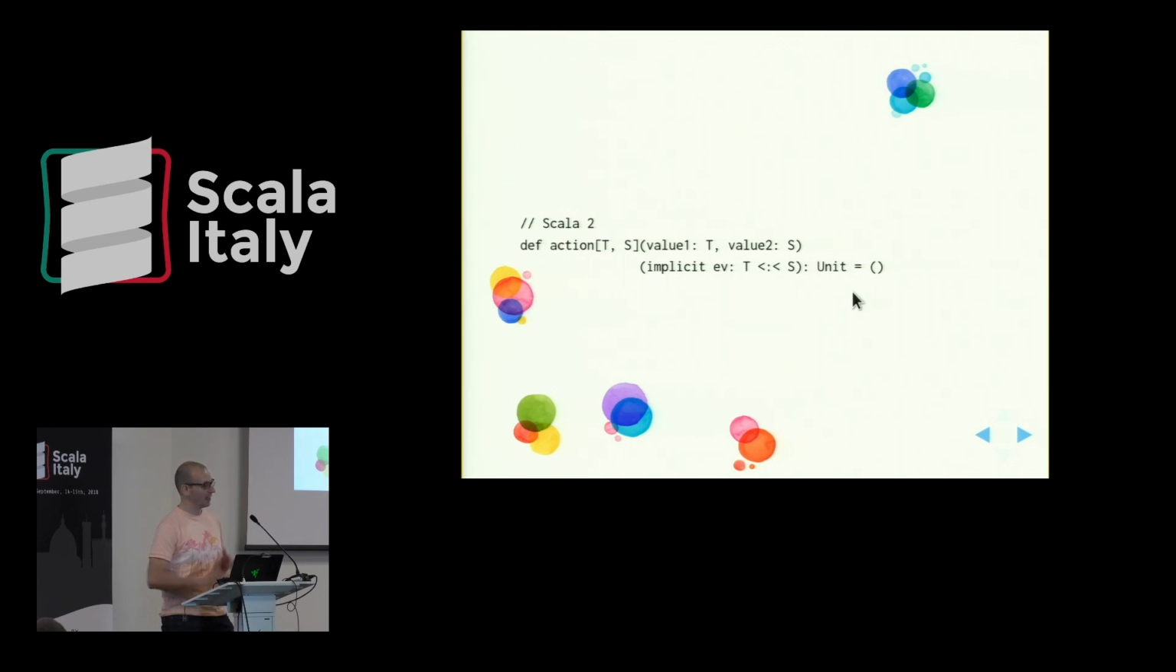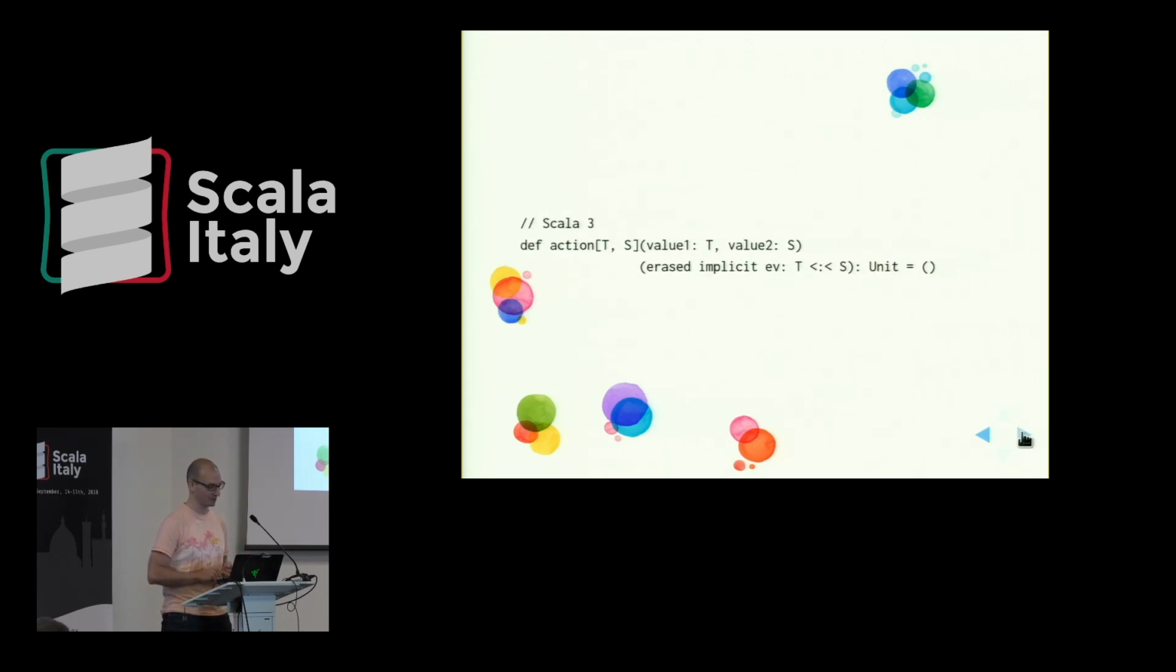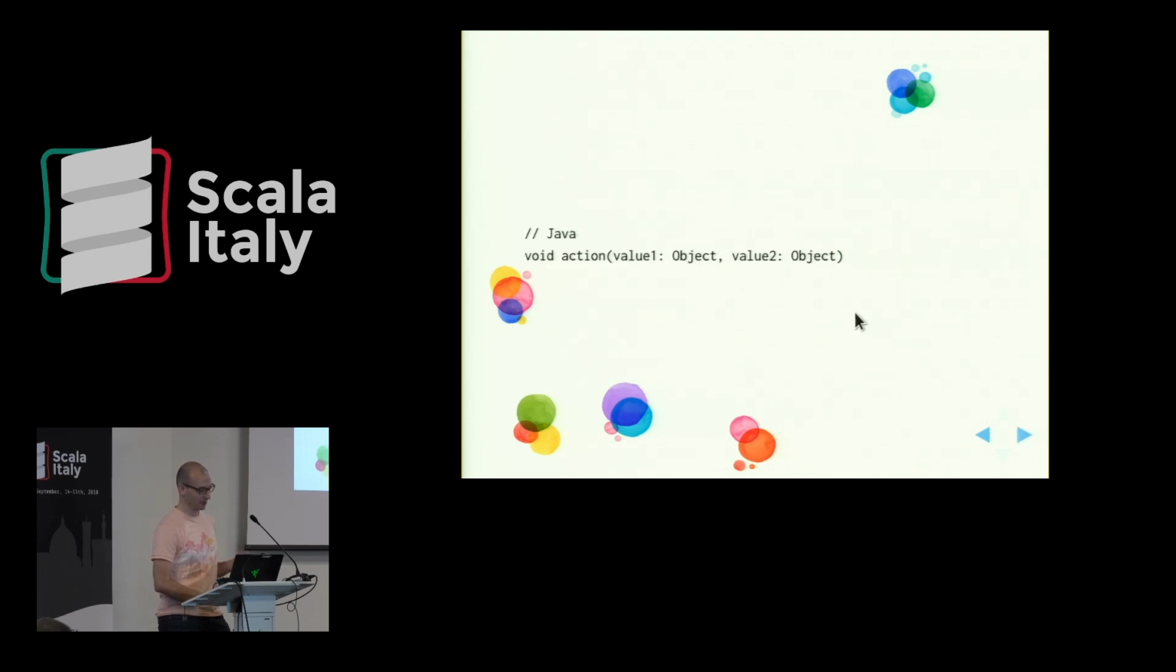Now we get that evidence, and that is proof that T is a subtype of S. But we don't ever use that. Nevertheless, that will be compiled to Java looking something like this. It'll be a 3-parameter method, and this evidence value will be passed to it, even though, like I said, we don't use it. In Dotty, we can use this erased keyword, prefixing the evidence. And what that will mean is that it will be compiled down to this instead. There won't be that 3rd parameter for the evidence we're not going to use.